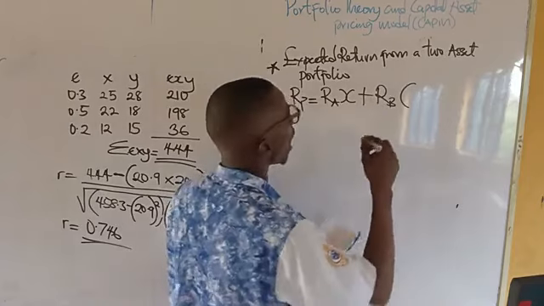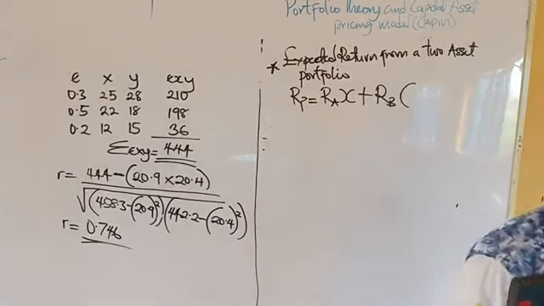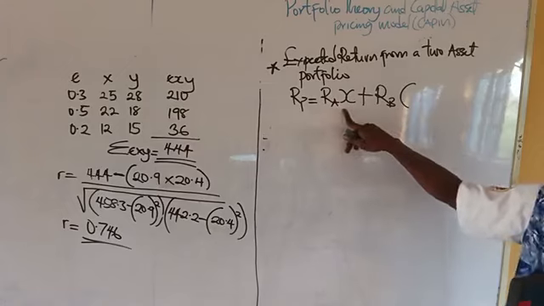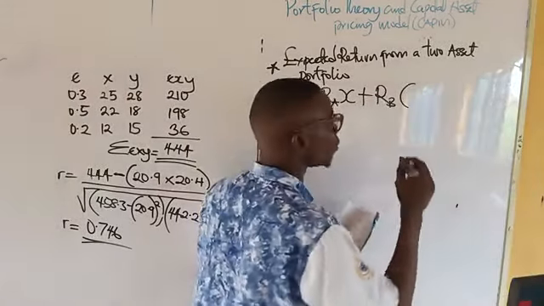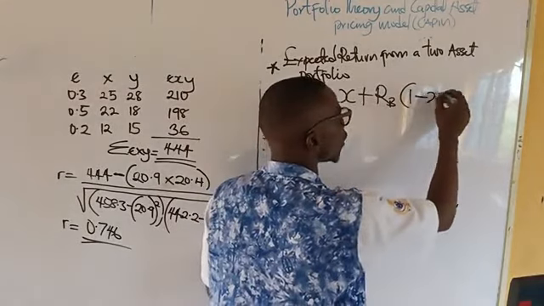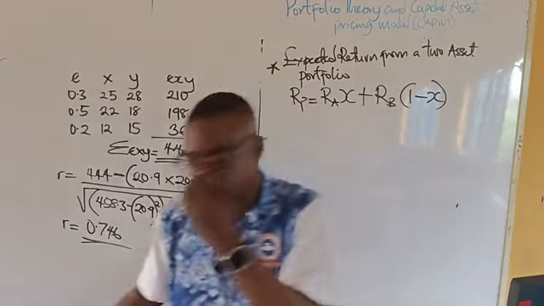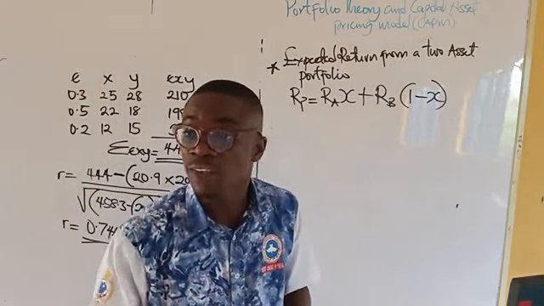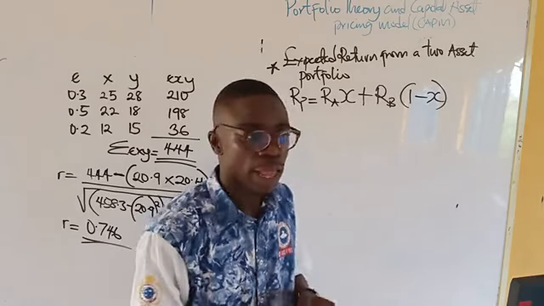You can have this x, which means the proportion of investment, the percentage of investment in A. That's the meaning of this x. Then you have the bracket 1 minus x. Please look at this. That means the proportion, that is, the percentage. Are we together now? Let me give an example.